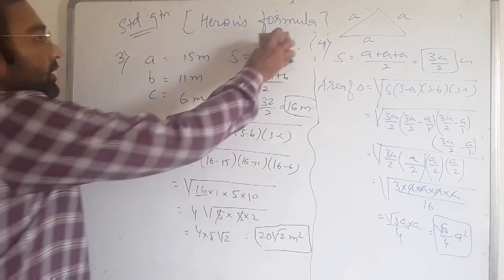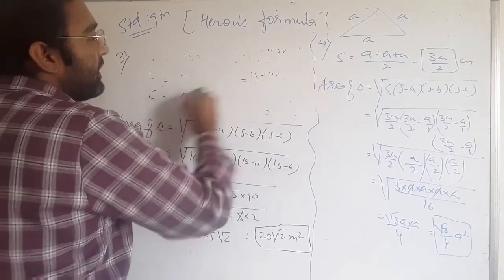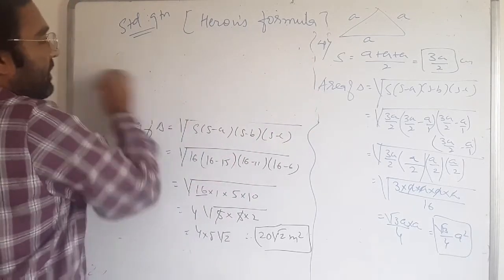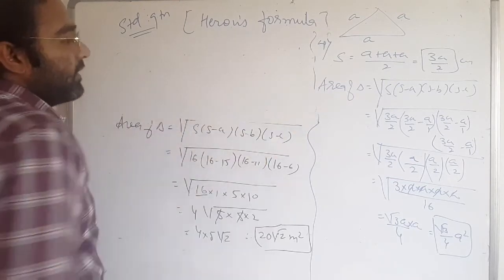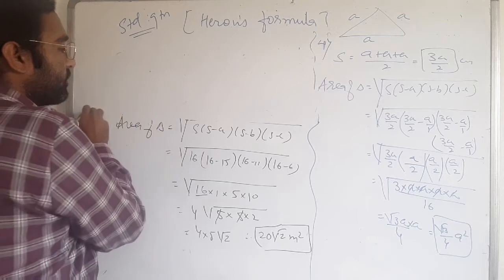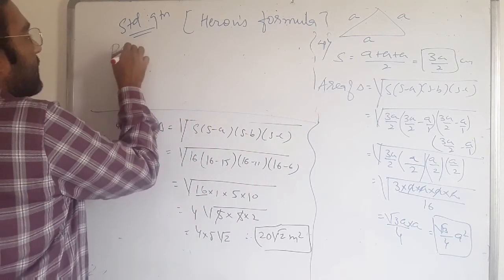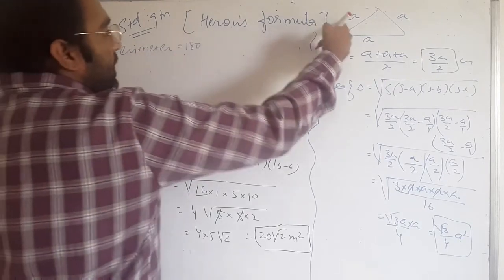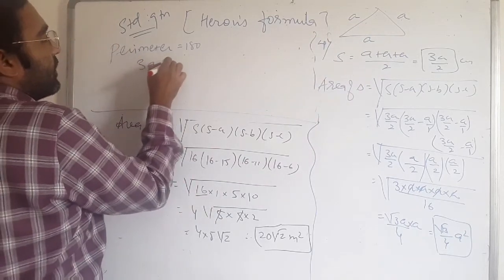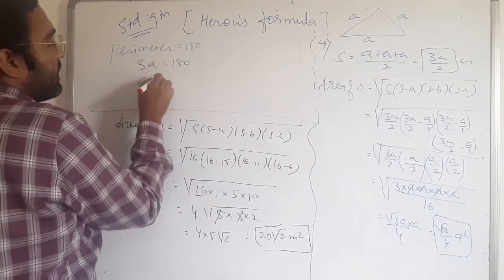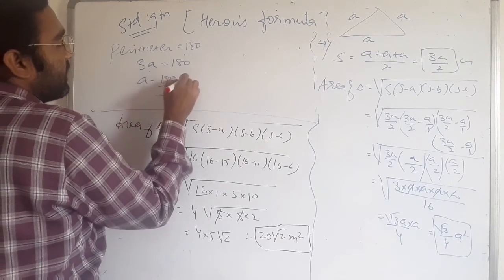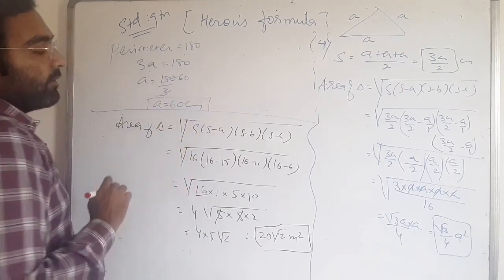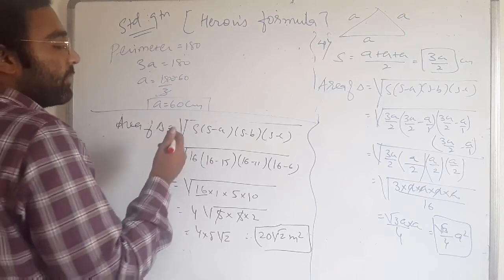Okay. Now they said that if the perimeter is 180 centimeter for the triangle, what is the area of the triangle? So the perimeter is a plus a plus a, that is 3a. So 3a equal to 180. So my a is 180 by 3, that is 60. So each side of the triangle is 60 centimeter.